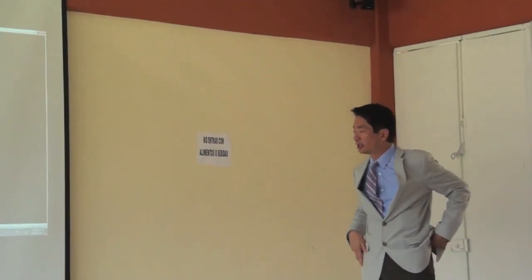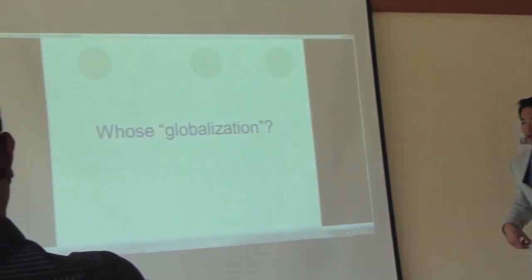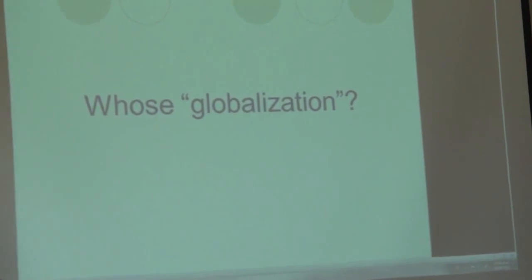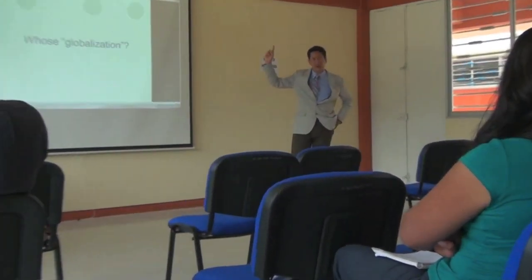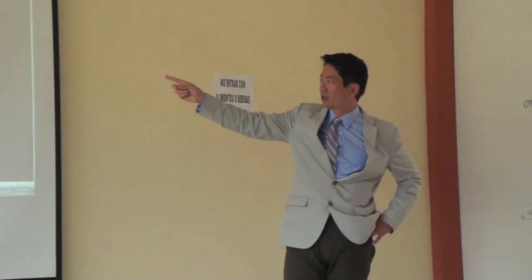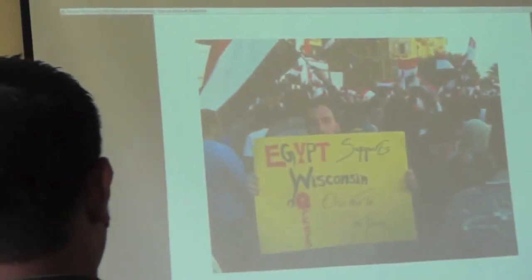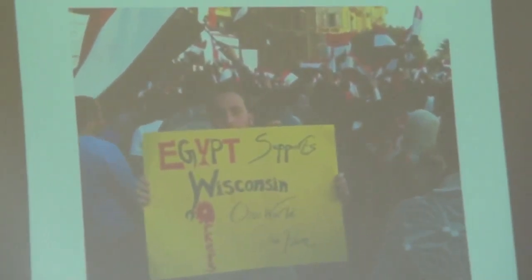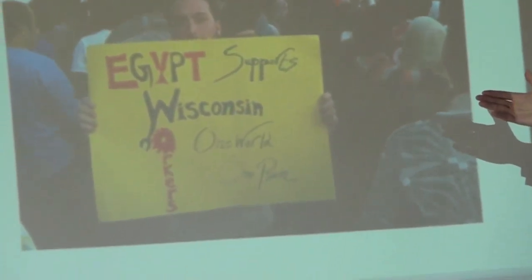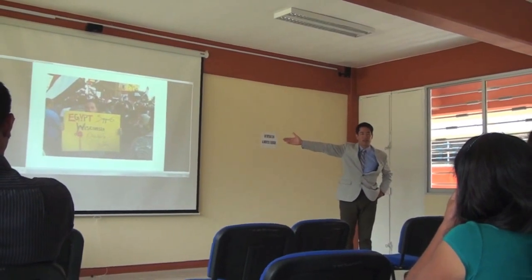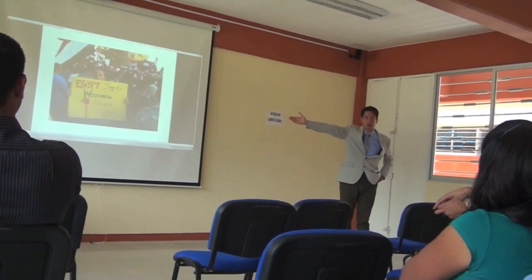Okay. And finally, the view expressed by the student in that class was really this idea of whose globalization are we really talking about? Is it this globalization, or is it this globalization? And this was from the recent Arab Spring, the protester in Tahrir Square in Egypt, where he holds up the sign, Egypt supports Wisconsin workers, one world, one pain. Okay? So this might be an alternative framing of what globalization means, that is, the system of capitalism that affects people everywhere.